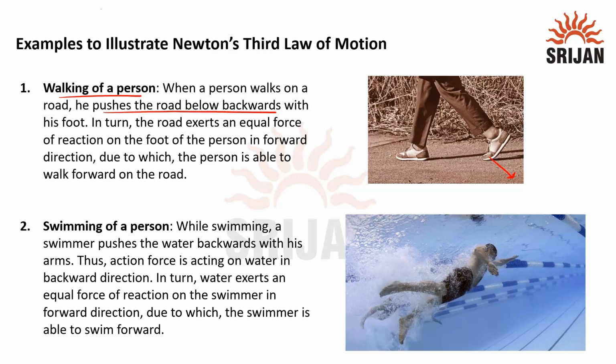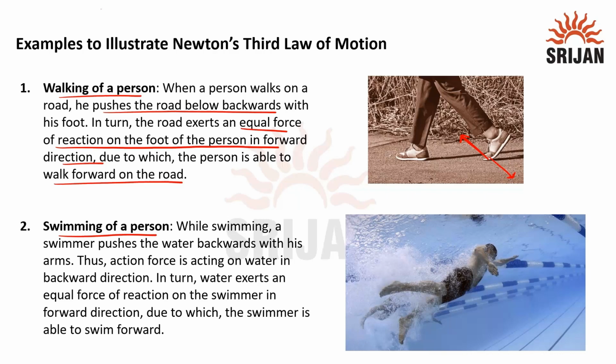Now, in turn, the road exerts an equal force of reaction on the foot of the person in the forward direction, due to which the person is able to walk forward on the road. As the person is pushes the road backwards, the road is also applying a force on the foot of the person in the forward direction, and due to this the person is able to walk forward on the road.